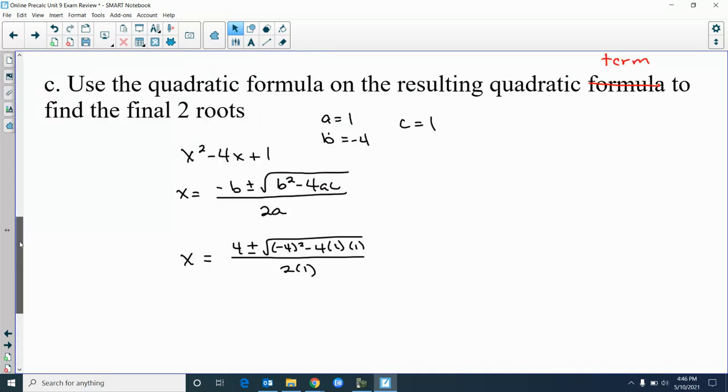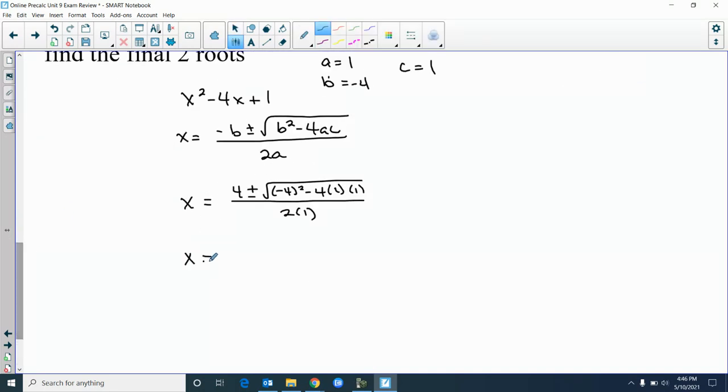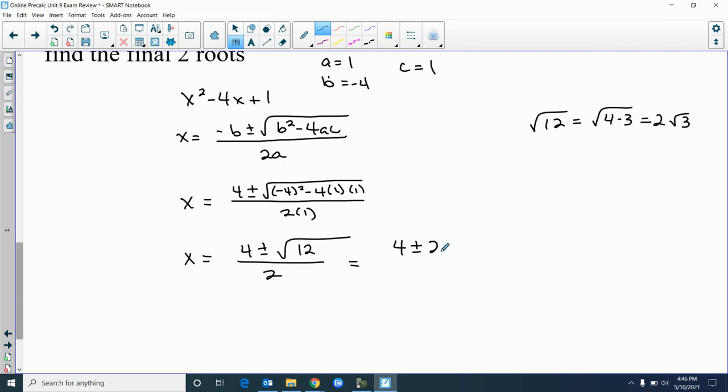Got to simplify it now. So I get x equals 4 plus or minus, okay, that's going to be 16 minus 4. 16 minus 4 is going to give me 12 over 2. 12 reduces. Square root of 12 is 4 times 3, and the square root of 4 is 2. So it's 2 square root of 3. So I get 4 plus or minus 2 square root of 3 over 2.